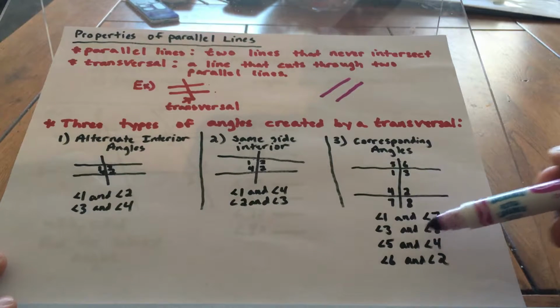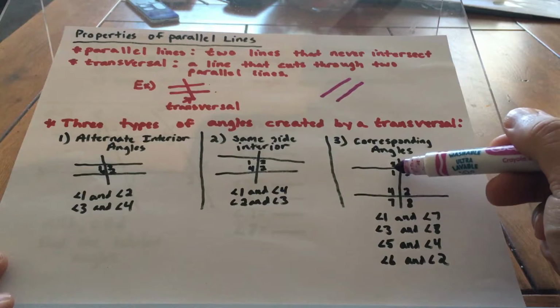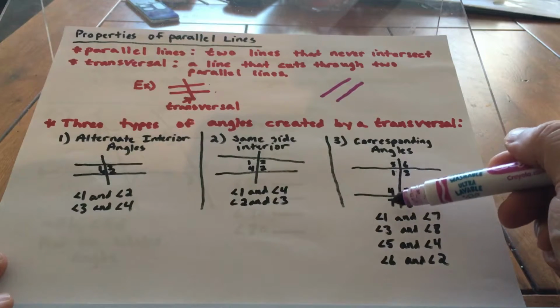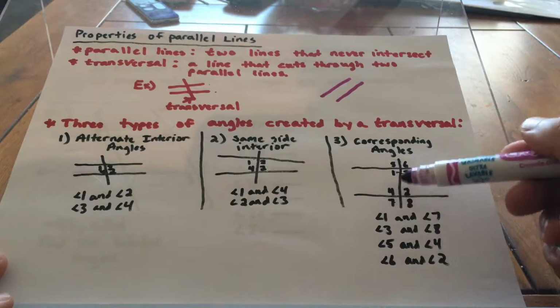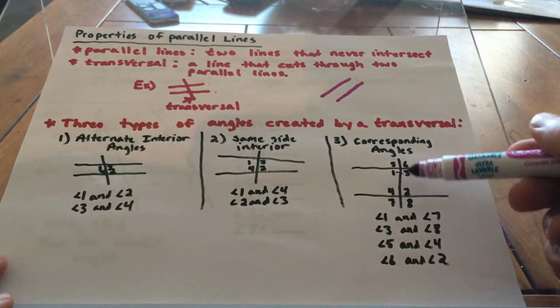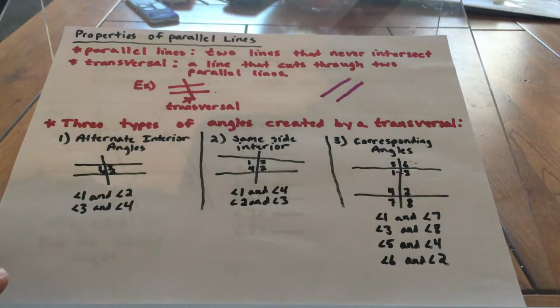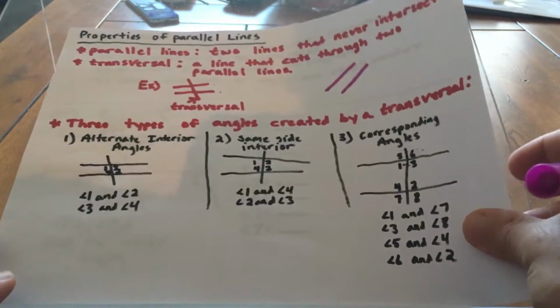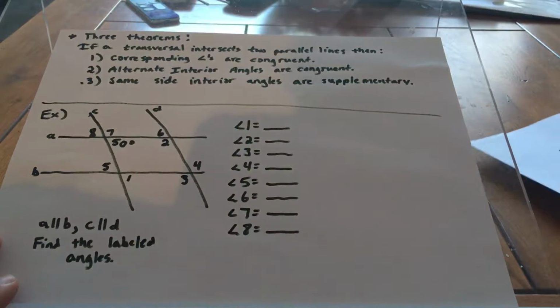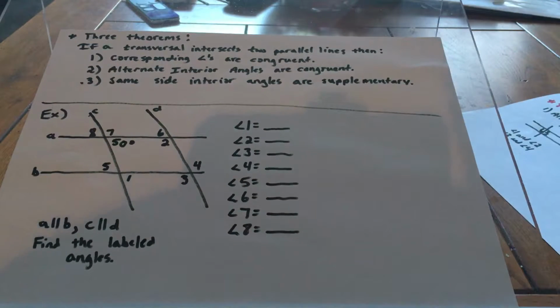So down here I've got written which ones are corresponding angles. 1 and 7, they're in the same basic place as the angle. 3 and 8 are corresponding. 5 and 4, and 6 and 2. All right, so knowing those few things, then we can use those to come up with some theorems. When we have a transversal intersecting two parallel lines, then we have these three theorems, and that helps us find the measures of certain angles.